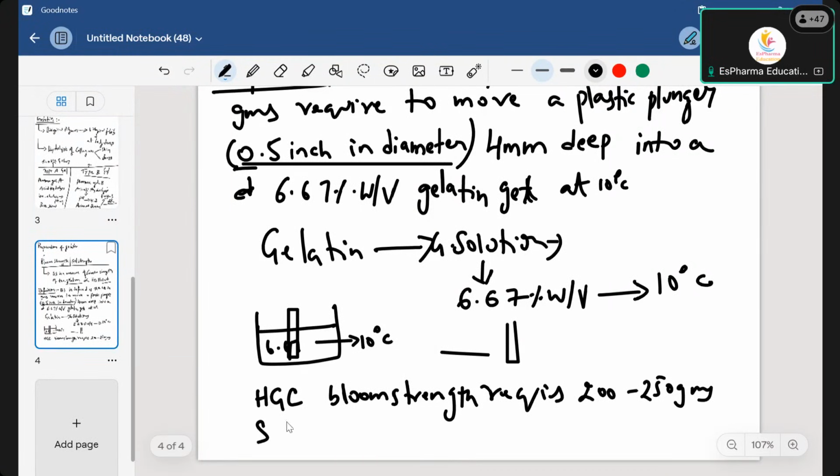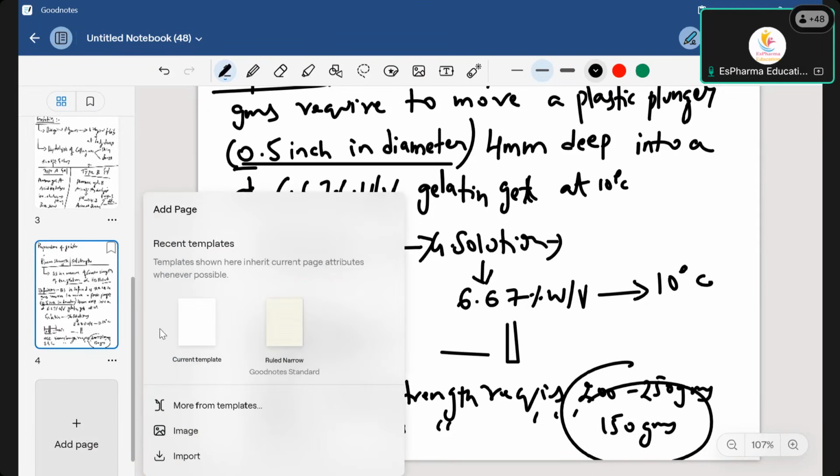For soft gelatin capsules, the Bloom strength required is 150 grams. Why? Because soft gelatin capsules are obviously less hard when compared to hard gelatin capsules. So the Bloom strength required for soft gelatin capsules is less, right? These parameters are very important. For hard gelatin capsules, it is 200 to 250 grams, and for soft gelatin capsules, 150 grams. This is the first parameter: Bloom strength.